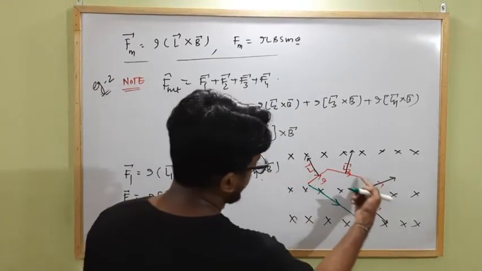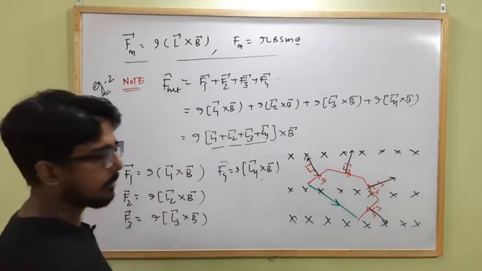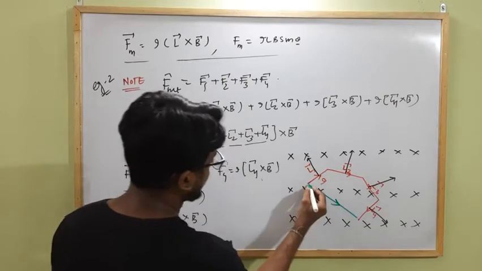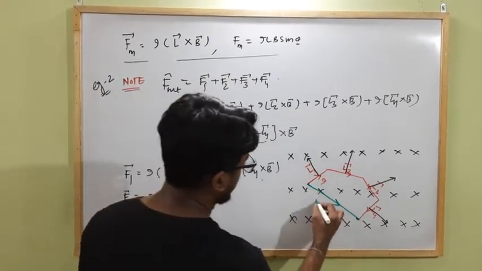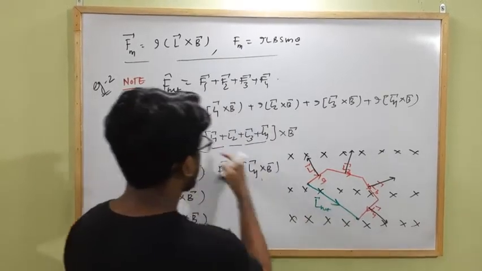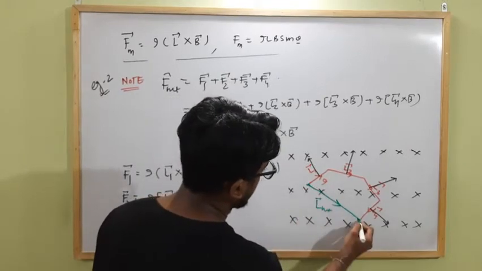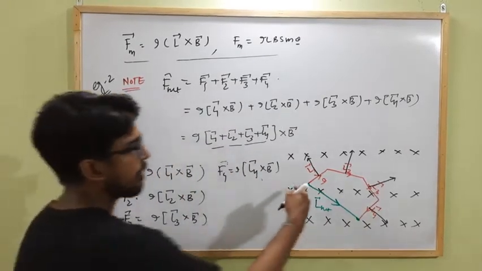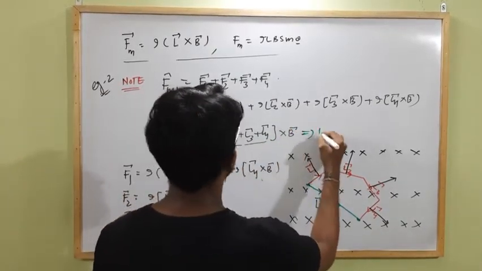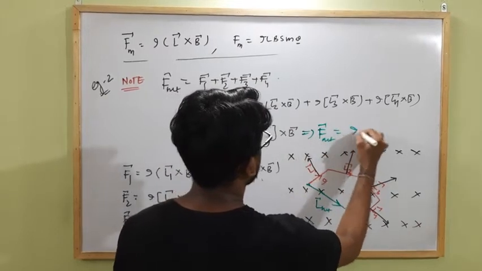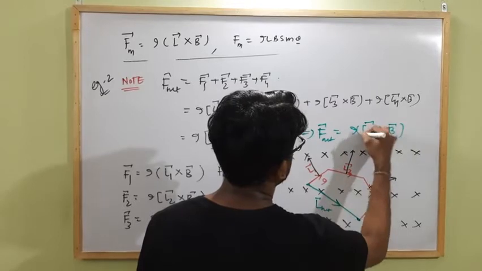According to the polygon law of vector addition, if these are the vectors present along the sides of an open polygon, then the final resultant vector will be the closing side. So this will be the L net of all this sum, which is the displacement vector between the initial and final point of the current carrying segment. So F net can be written as I L net vector cross B vector.